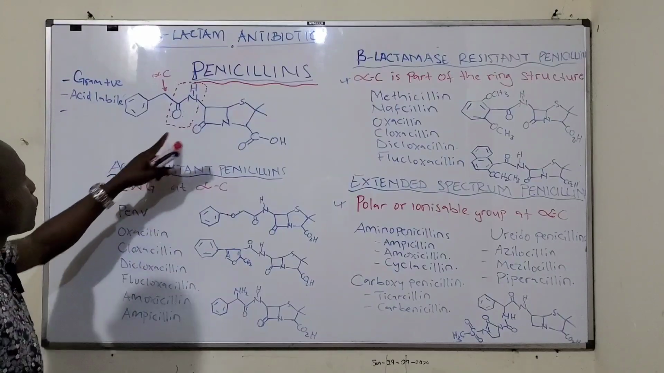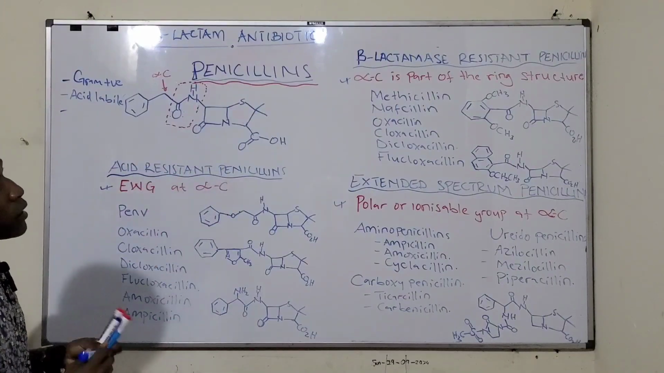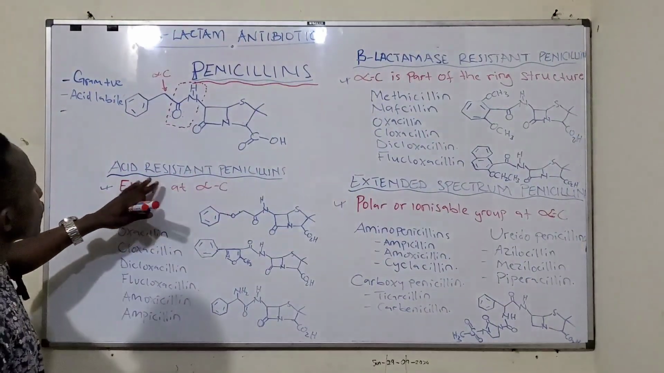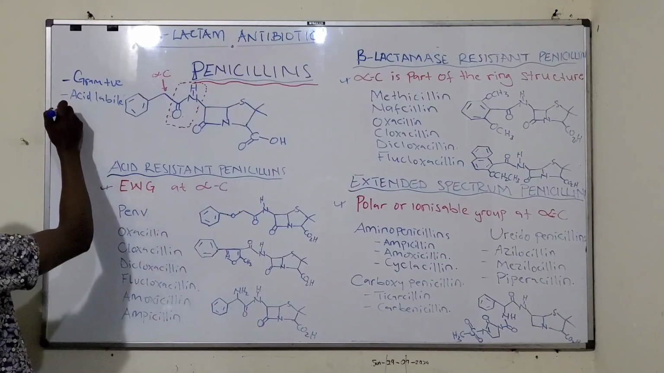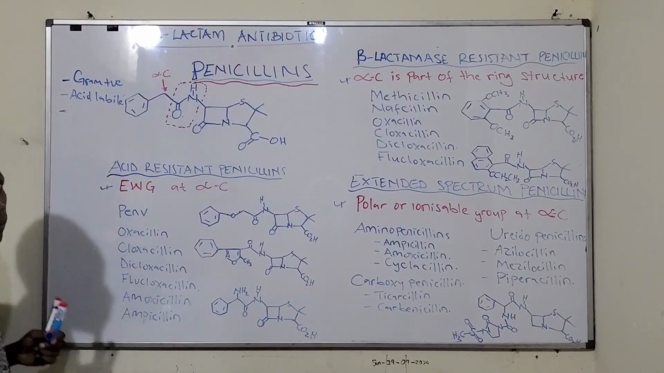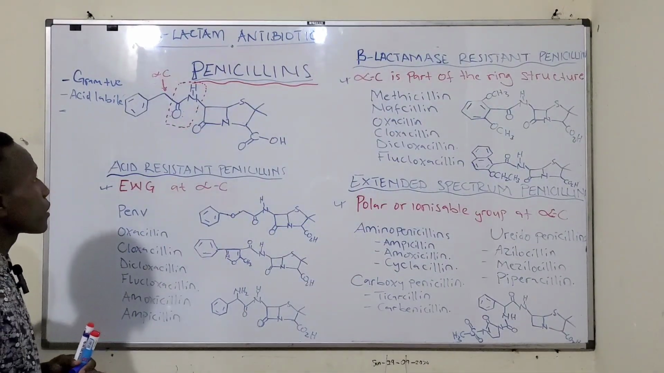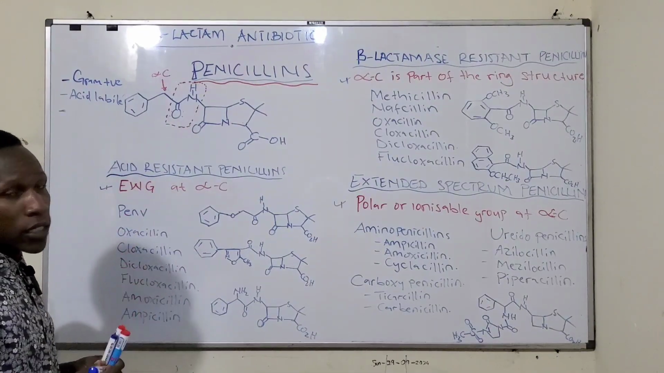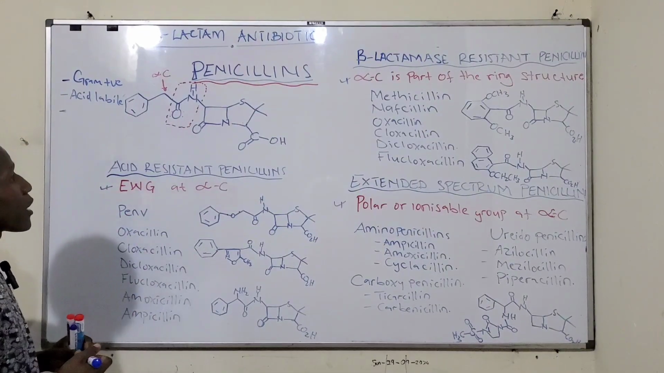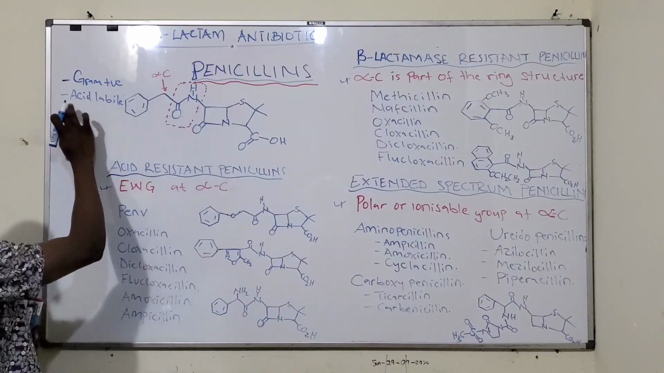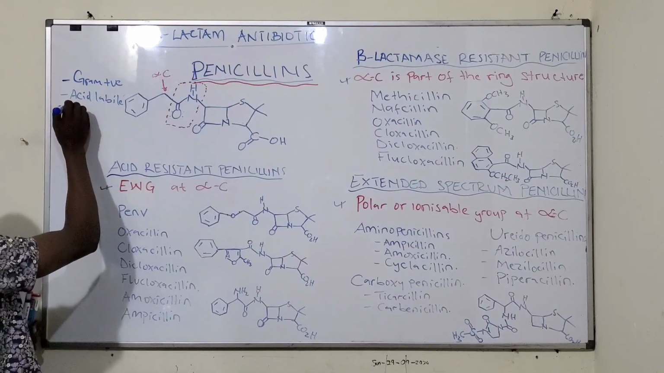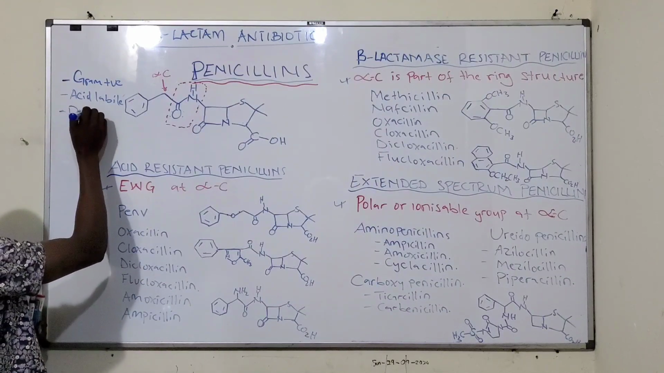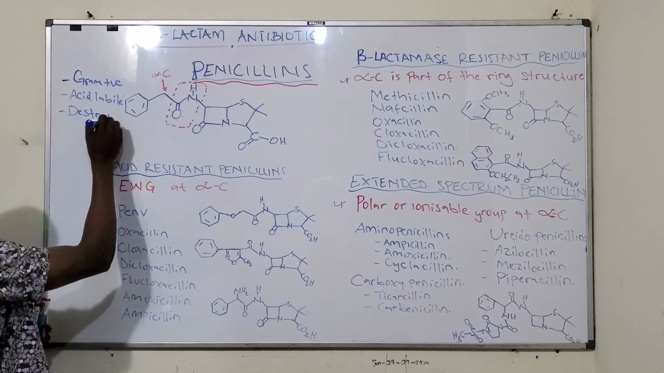Again, this very penicillin, it was discovered that it was destroyed by the beta-lactamases. So it was not effective for those bacteria which produce beta-lactamases. So it was destroyed by beta-lactamases.